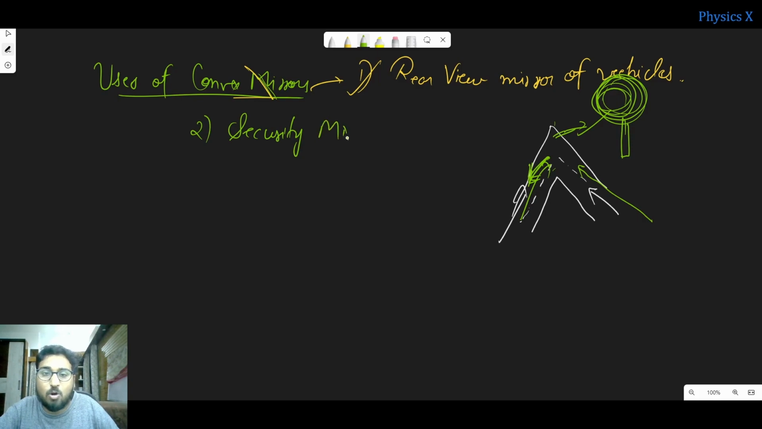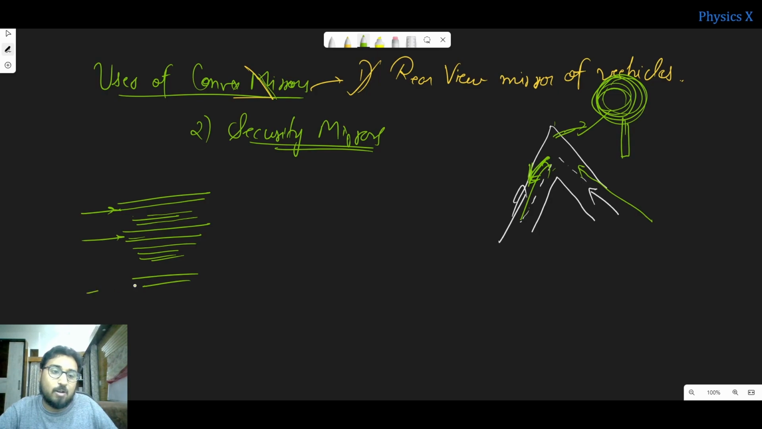It is used as security mirrors. In shops also, today we are equipped with CCTV cameras and all. But sometimes, suppose there is a supermarket and there is one lane like this, one lane like this, where shop items are being kept, and people can enter here. What will they do? They will put a large mirror here, and from this side a person will be able to see if anything is being stolen by someone, so he can observe it on this mirror. So it is used as a security mirror, okay.